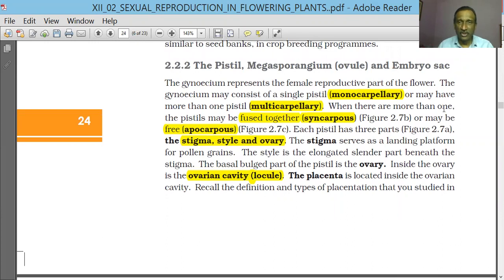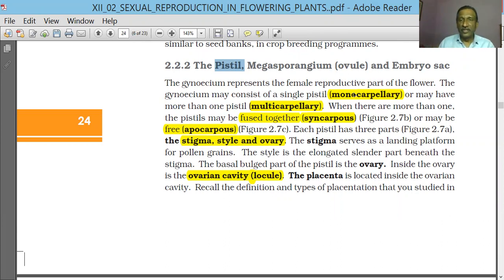And today we are going to study about the gynoecium, that is the pistil, that is the carpels, which produces the megasporangium, that is the ovule and the embryo sac. Now, the question is, what is a pistil? The pistil is the female reproductive part, which consists of three parts: the stigma, style, and the ovary.